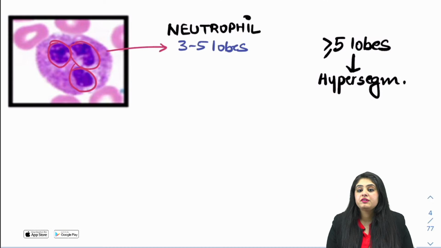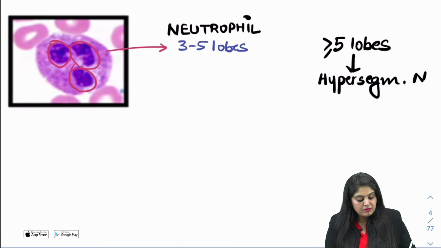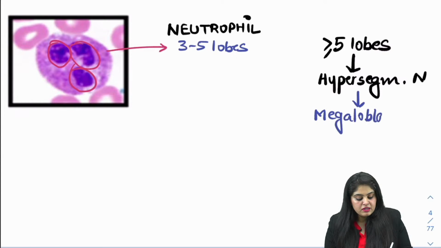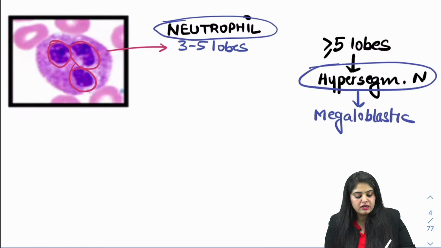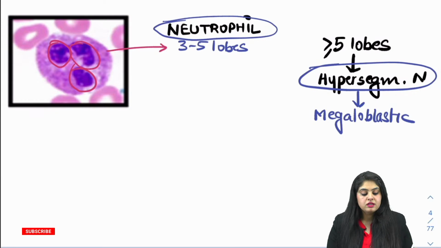And hypersegmented neutrophil is seen in which anemia, guys, that you all know? That is seen in B12 deficiency. Very good. That is megaloblastic anemia. Amazing. So now you've done the normal and also the disease, the hypersegmentation. That is the first one, neutrophil. What is the next one?